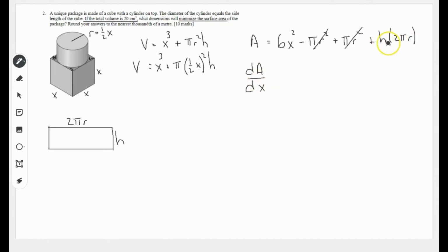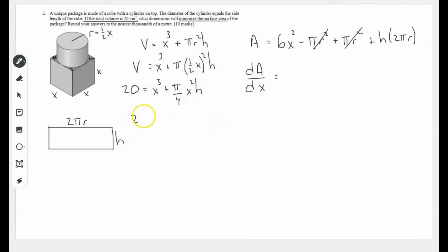But that means I have an h here and an r here. Well, an r I can easily replace with 1/2 x. Now the h we're going to get from the volume. So let's rearrange and solve for h in the volume. Now we know the volume is 20 centimeters cubed. And so that's going to equal x cubed plus pi over 4, because it's 2 squared, x squared h. We're just going to rearrange this to solve for h.